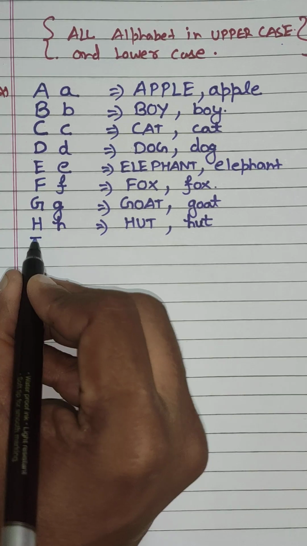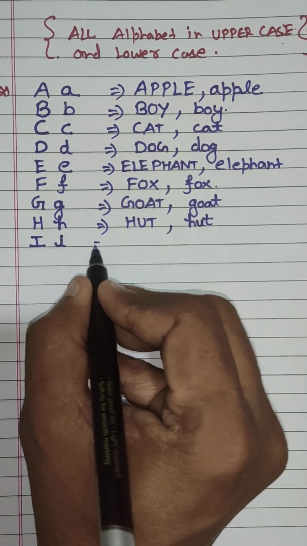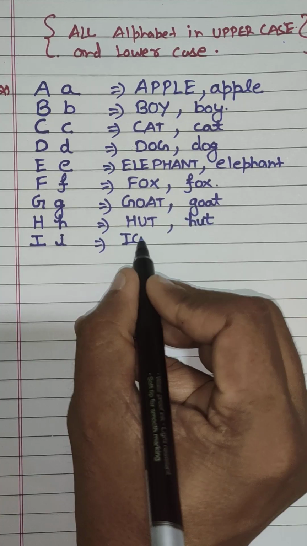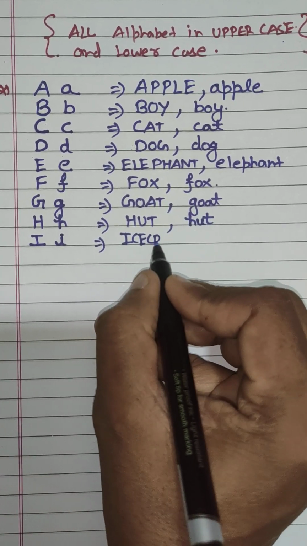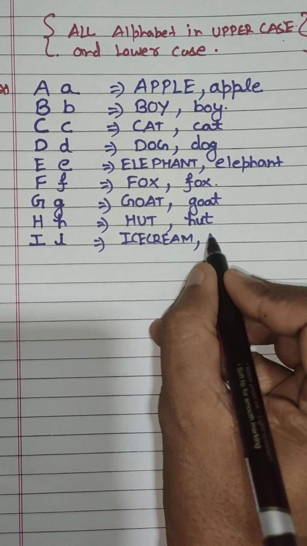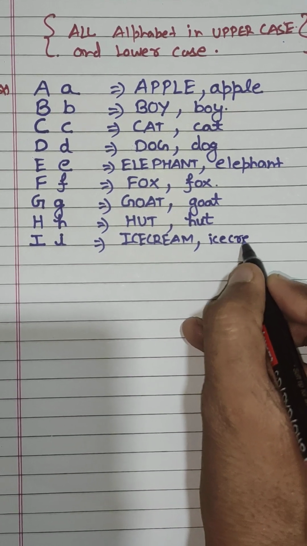I, capital I, and this will be small i. I will be ice cream. Ice cream, and in lowercase we will write ice cream.